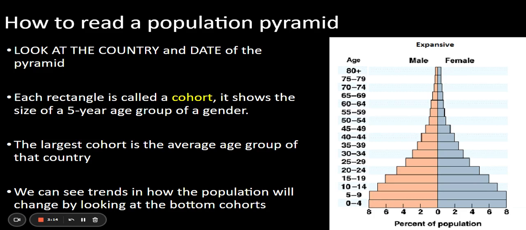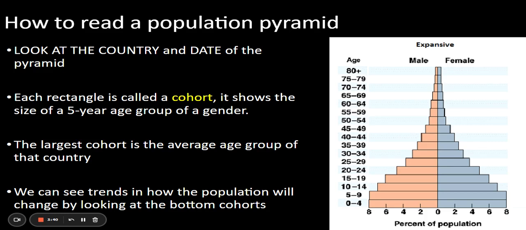Now, what we would say is this is a young country. The average age group reflects the embodiment of the country. So whatever's the biggest determines what it's like. America is a middle-aged country. Our biggest age group is in their 40s right now. So we're kind of a middle-aged country. But that can change. You can go from being a young country to an old country to a middle-aged country. Things change, but it takes time.